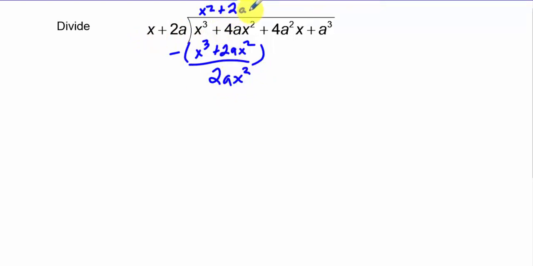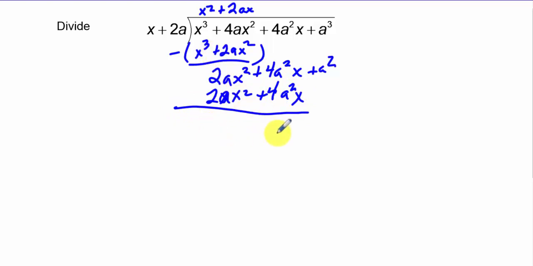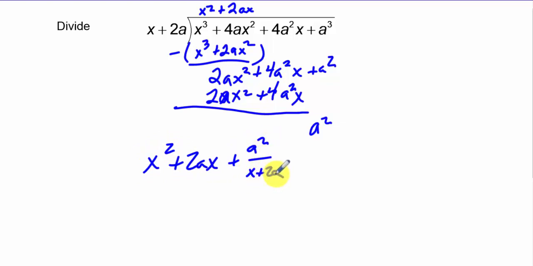That's 2ax. Multiply, get 2ax squared. Forgot to bring this down. Let's do that. And that's 4a squared x. So hey, all that goes. And I get 0 there, bring down the a squared, and that ends up being my remainder. So I have x squared plus 2ax plus a squared over x plus 2a.